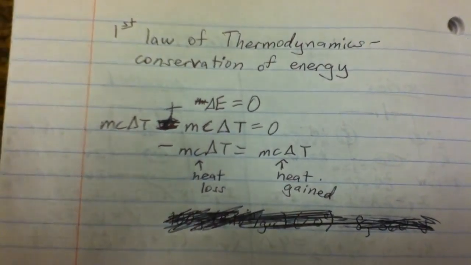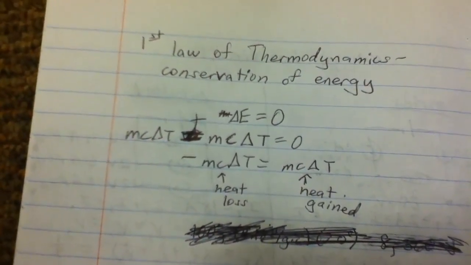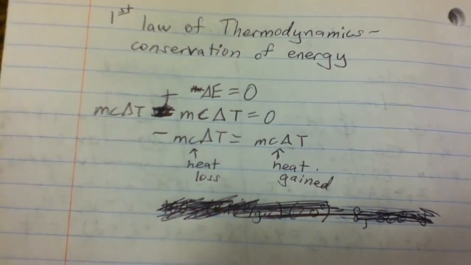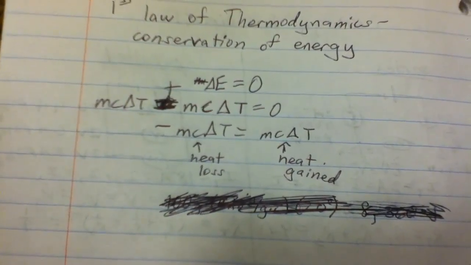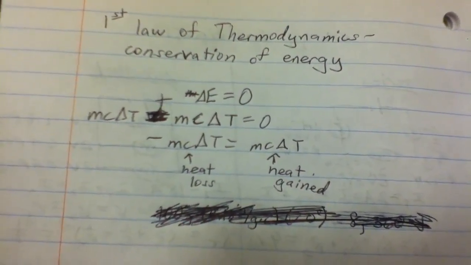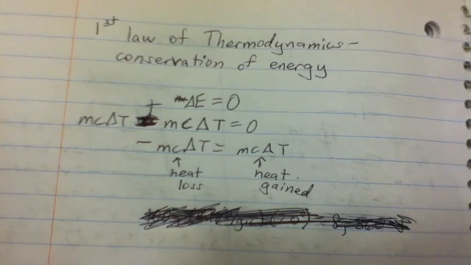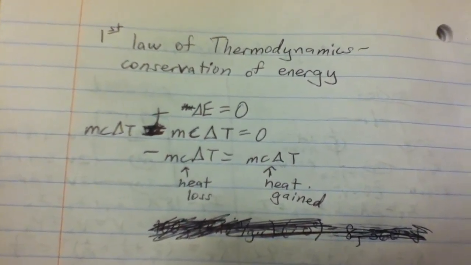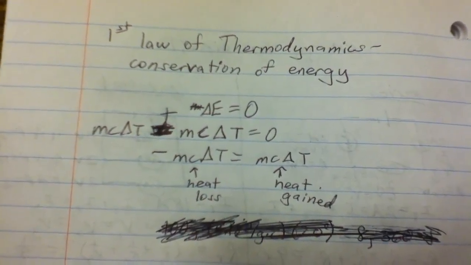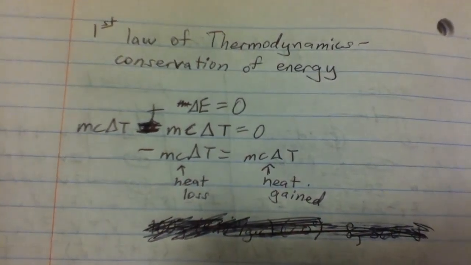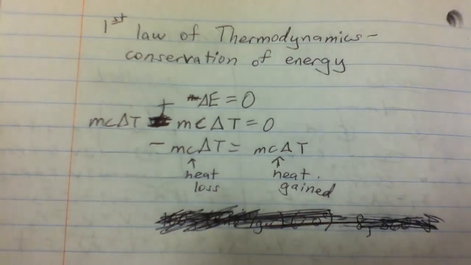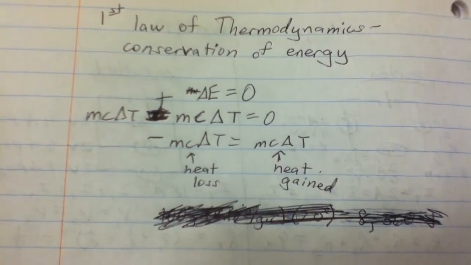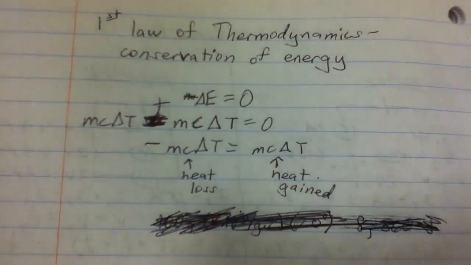In a perfect system, energy is neither created nor destroyed, as shown by the equation change in energy equals 0. And since energy can be calculated by the change in heat equation, mc delta T, m being mass, c being specific heat, and delta T being the change in temperature, you can add the two changes in heat and it will equal 0. When you derive this equation, you find that the negative heat loss is equal to the heat gained by the other object.